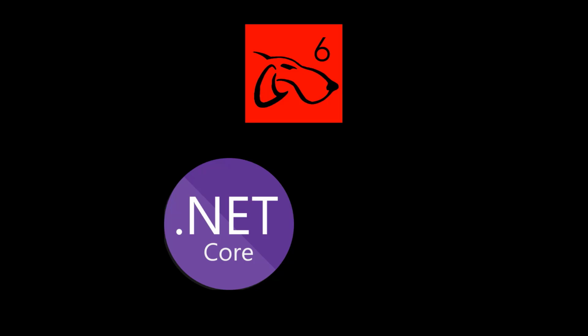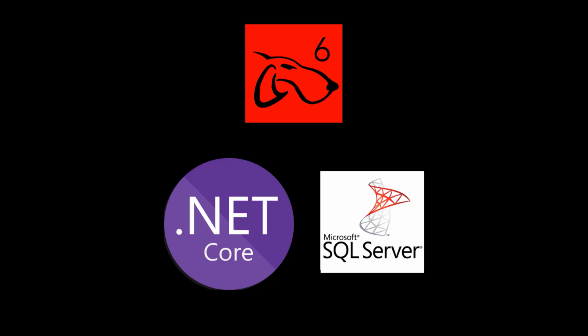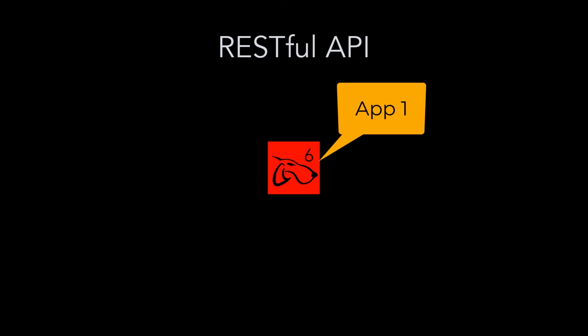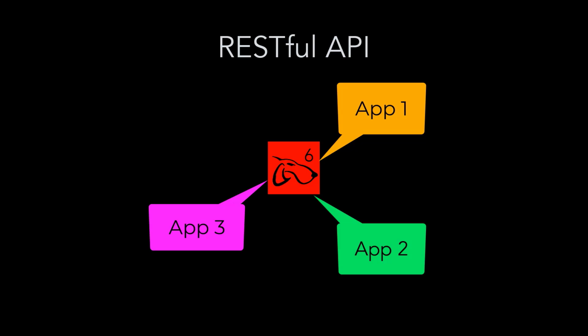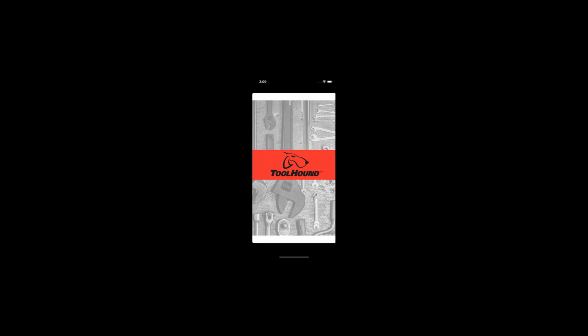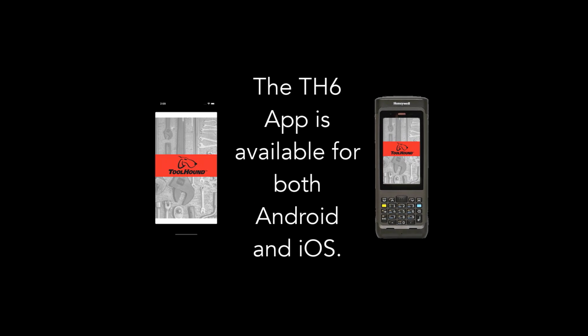ToolHound is proud to announce the release of ToolHound 6, built on the powerful .NET Core platform with the reliable SQL Server database. ToolHound 6 is fast and works on most HTML browsers. The well-documented RESTful API allows you to interface to almost any application. Mobile data collection can be done on iOS and Android devices, including some with integrated RFID and barcode scanning.